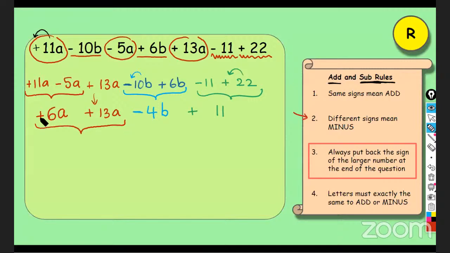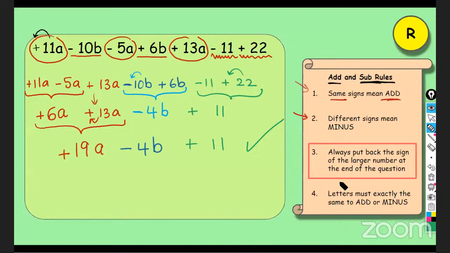For the red part, the 6 and the 13 are both positive. Same signs mean add. That's rule number 1, because both of them are positive. They have the same exact sign. So 6 plus 13, I believe that's 19. Don't forget to put back the letter A, and you put back the sign of the larger one. 13 is larger than 6, right? Now, you put back the minus 4b, it has nothing to do there anymore, and you put back the 11. This is your correct answer.